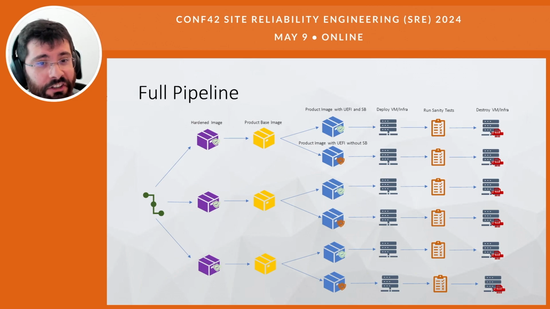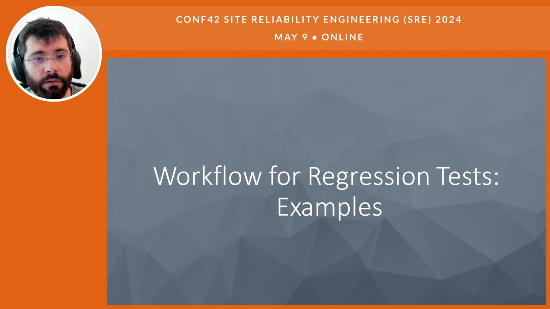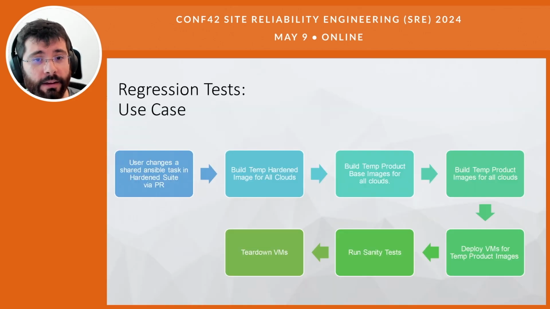So there is one orchestrator that will know what to trigger, the builds, the harden. Then for each hardened image in each cloud, we'll create a product-based image, and then we'll create the product image with the proper boot mode. And for each product image that was built, we trigger a deploy, a sanity test, and then a tear down of the machine. So how can we guarantee regression tests in this scenario?